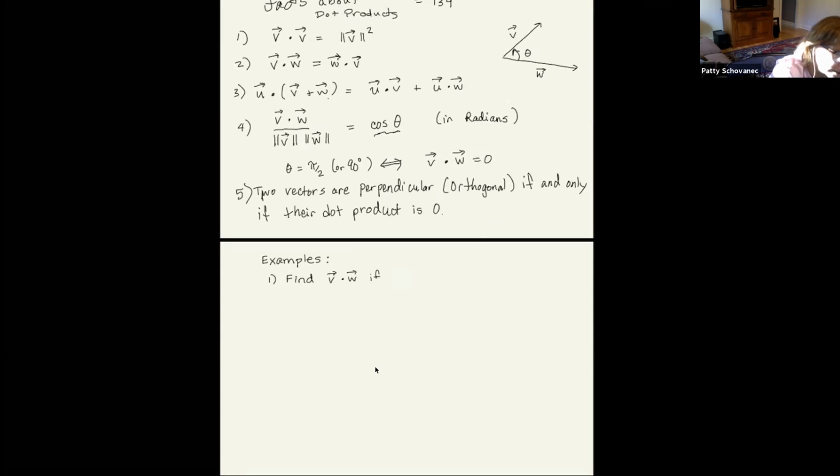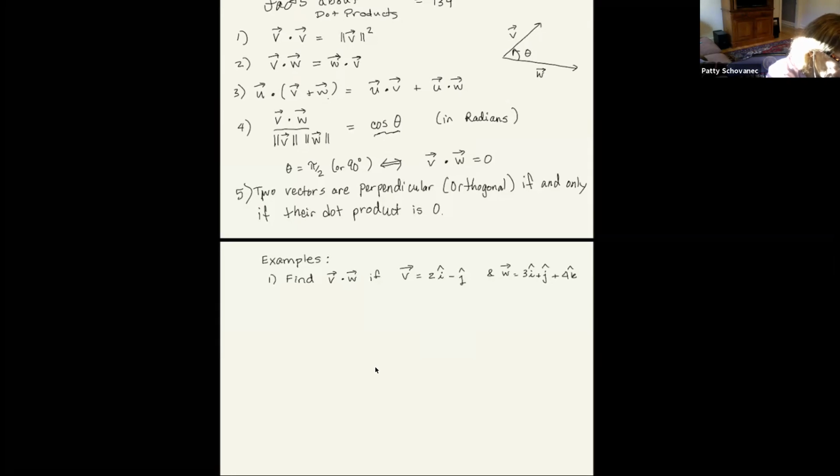If V is 2i minus j, and W is 3i plus j, and then I put a k component on here, plus 4k. If I don't list a k component for vector v, then it's implied to have a coefficient of 0. So it's easy to do. All you've got to do is remember that you're going to get a scalar.